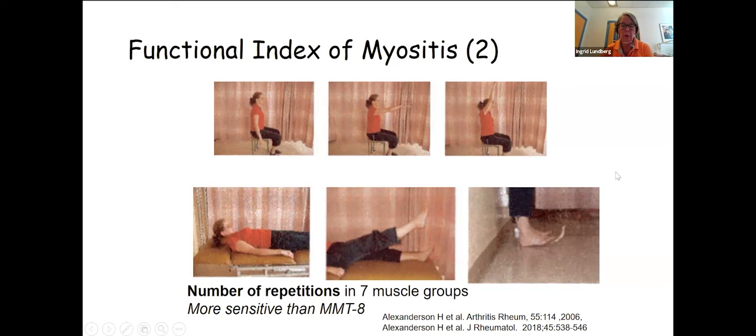And the newer version includes 3 muscle groups. This takes a bit longer time. And we work closely with the physical therapists who perform these tests before the patients are seeing the doctors in our clinic. But this is also very helpful.